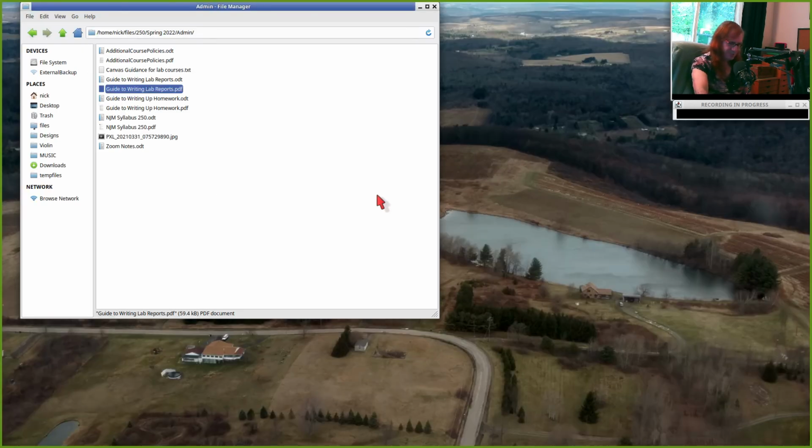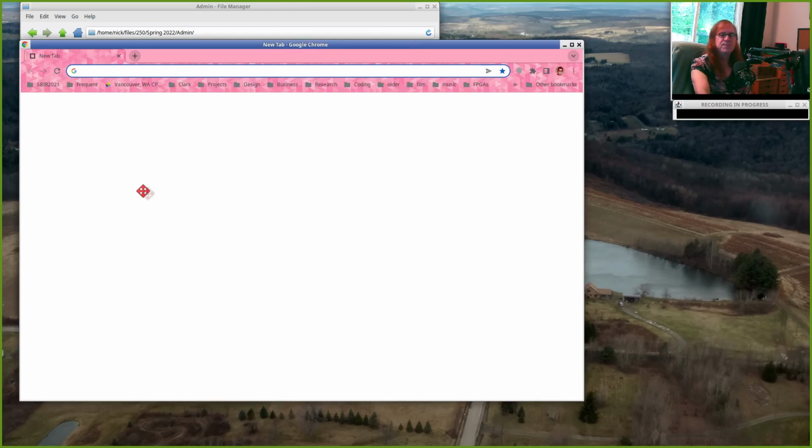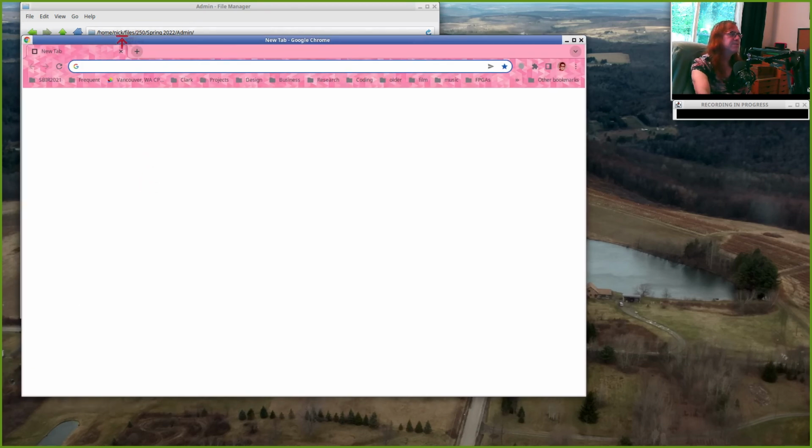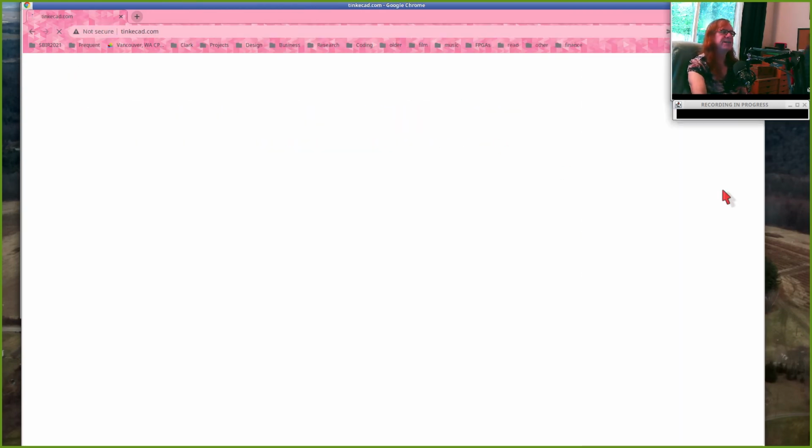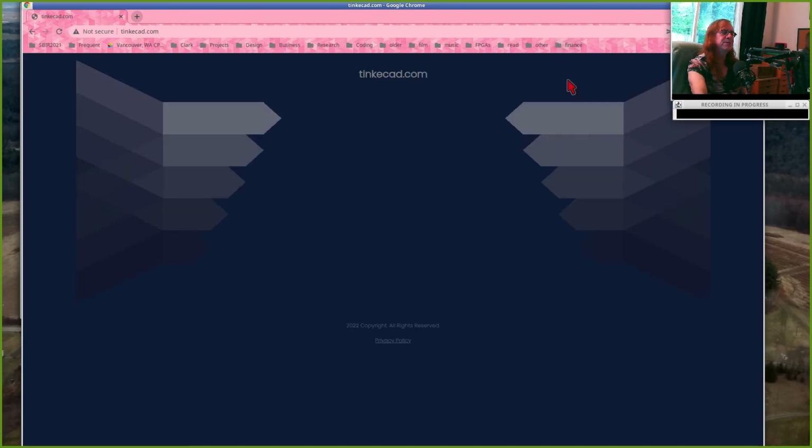Let's hop into Tinkercad really quickly and spend the last 10 minutes just getting that up to speed. So Tinkercad, if you haven't done this, right, go to tinkercad.com, sign up for an account. Spell it correctly.